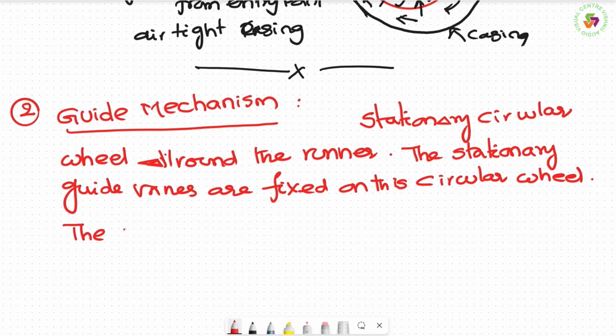The width between the vanes can be adjusted.